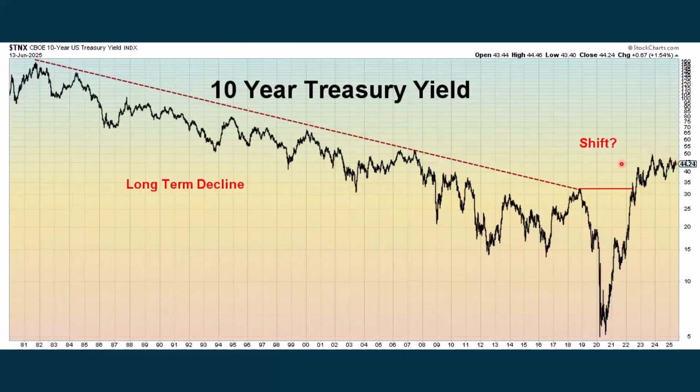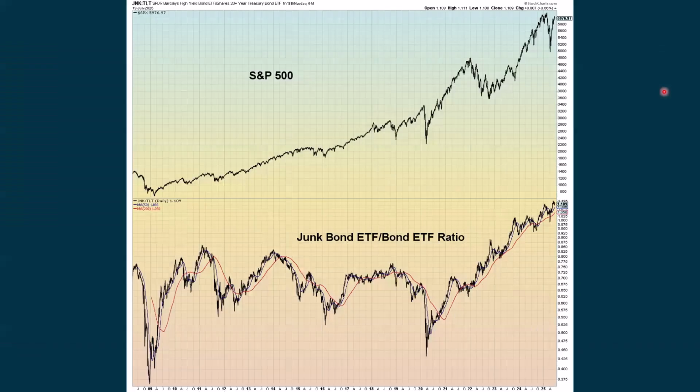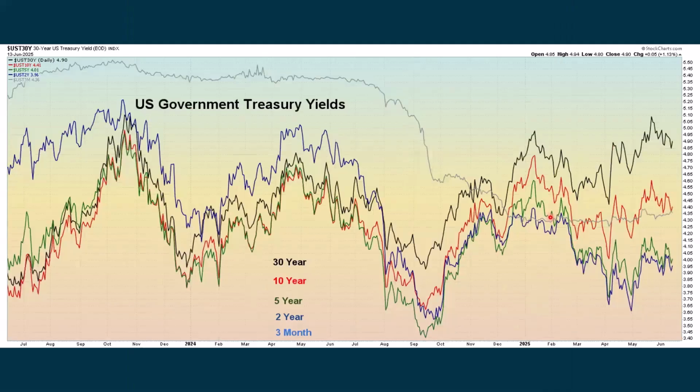Then just showing the overall range of where we've been going back to 2022 with the 10-year yield. And these are junk bonds by themselves, which are holding up quite well. If we do a junk bond to government bond ratio, junk bonds continue to outperform.